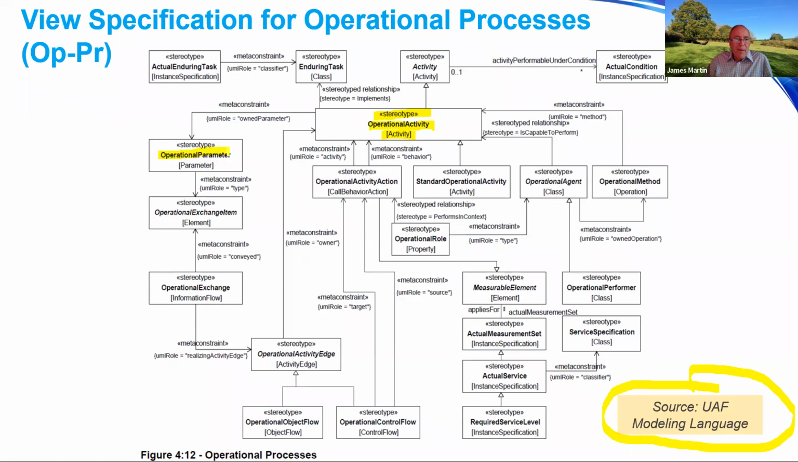So operational performer, for example, corresponds to the SysML part in SysML. The operational agent corresponds to a class in UML. So it's either an extension of UML or it's an extension of SysML. An operational method is an extension of the operational. Think of these things in brackets down here as the base class. So these are extensions of those either SysML or UML base classes.